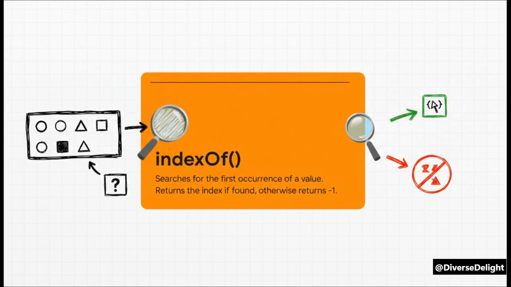If it finds your item, it tells you the index, the position where it found it. And if it's not there at all, it just returns the number -1. That -1 is your universal signal for nope, not here.